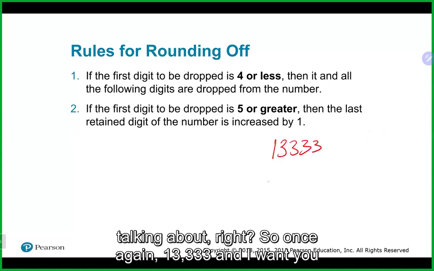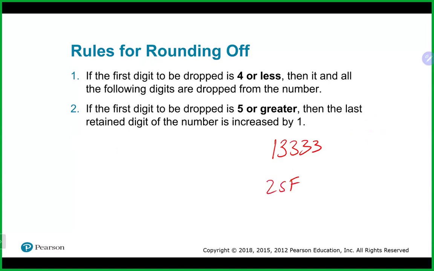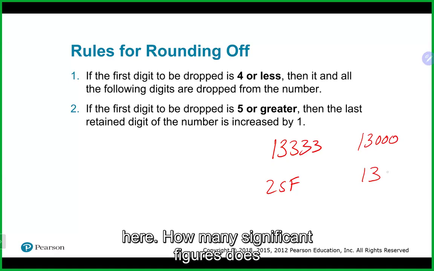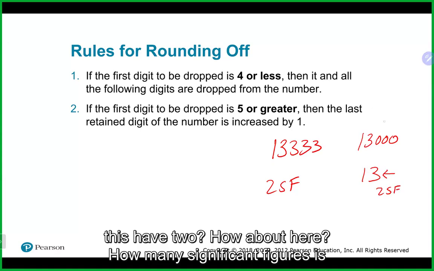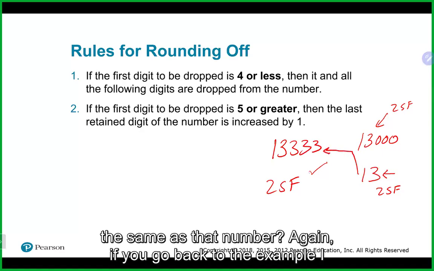Once again, 13,333, and I want 2 significant figures. What should the answer be? $13. Any others? How about 13,000? Let's start with the one down here. How many significant figures does this have? 2. That's good. How about here? How many significant figures does that have? So we got that part right. So is this number here the same as that number?